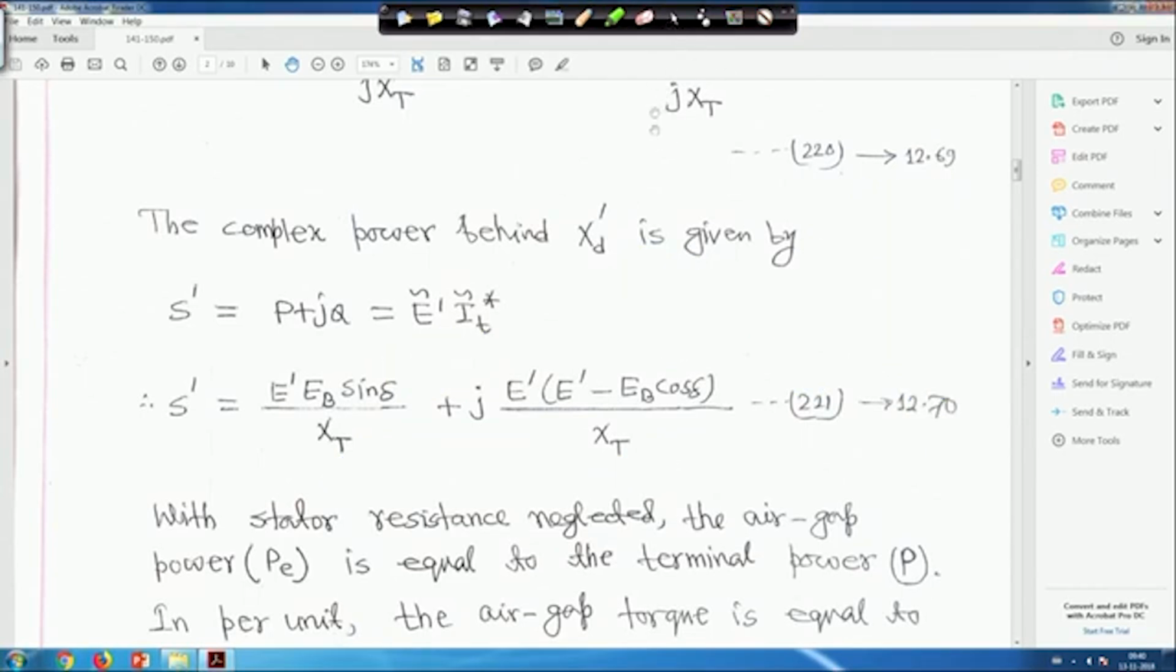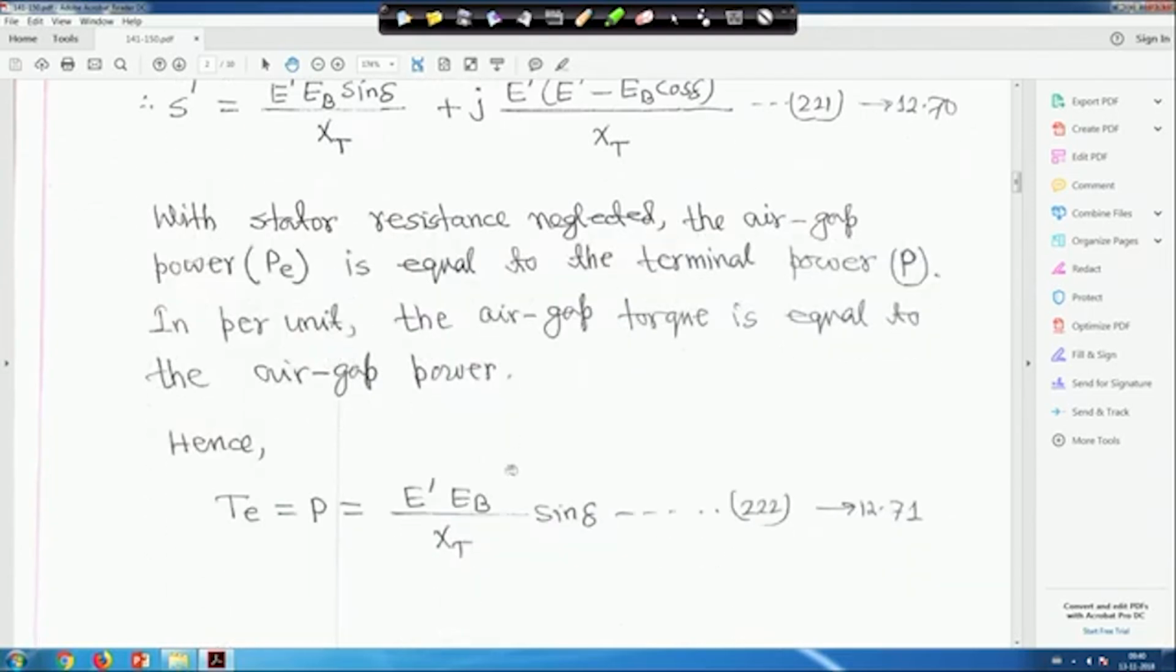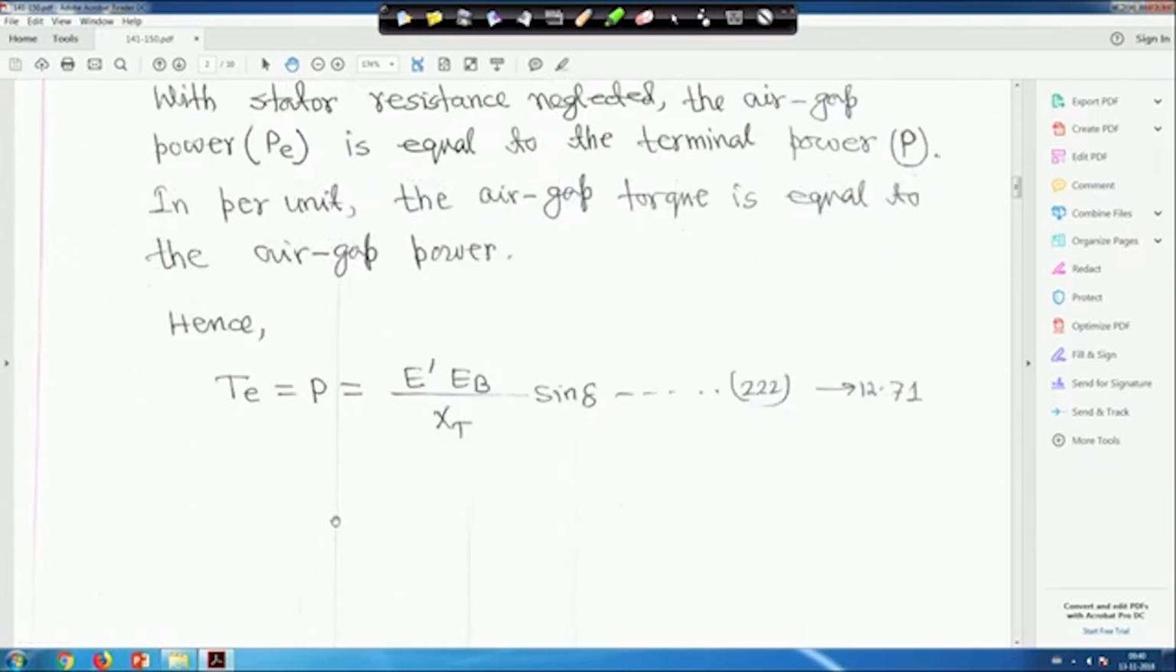So, with this stator resistance neglected, the air gap power P is equal to the terminal power. This we have seen earlier, that the air gap power is equal to the terminal power. So, in per unit the air gap torque is also equal to the air gap power, that also we have seen before, right. Therefore, T is equal to P because it is per unit, that will be E dash EB upon XT sin delta. This is actually equation 222. This is not required for my reference, right.